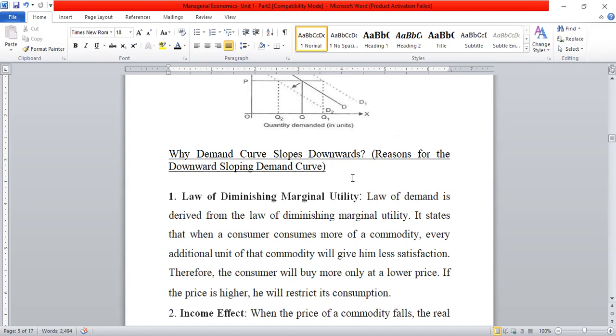Therefore, the consumer will buy more only at a lower price. When the consumer consumes a product a number of times constantly, the satisfaction or utility gained from the additional unit of the commodity is reduced and reduced. So that is called the law of diminishing marginal utility. Due to this, the consumer will buy more only at lower prices. If the price is higher, he will restrict his consumption.